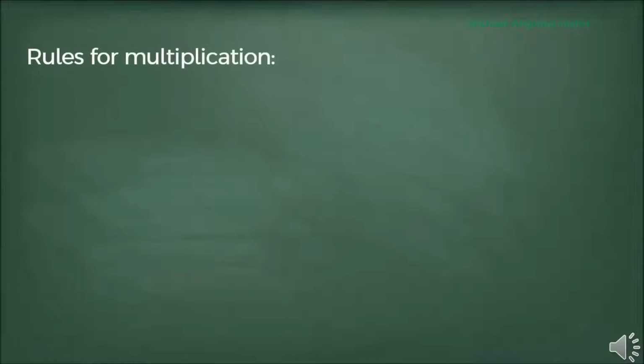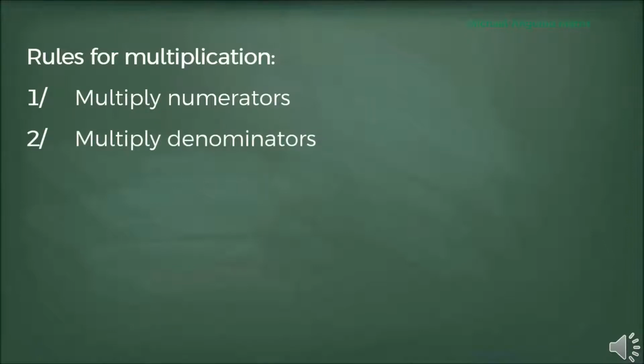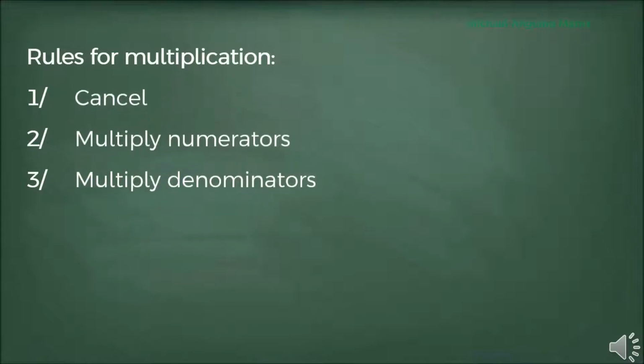So, what are the rules for multiplication? Well, number 1, multiply numerators. Number 2, multiply denominators. And number 3, cancel. But note that we could change the order of these operations so that we start off by cancelling first. That way we multiply smaller numbers rather than possibly huge numbers. So what does it mean to cancel? Let's have a look.